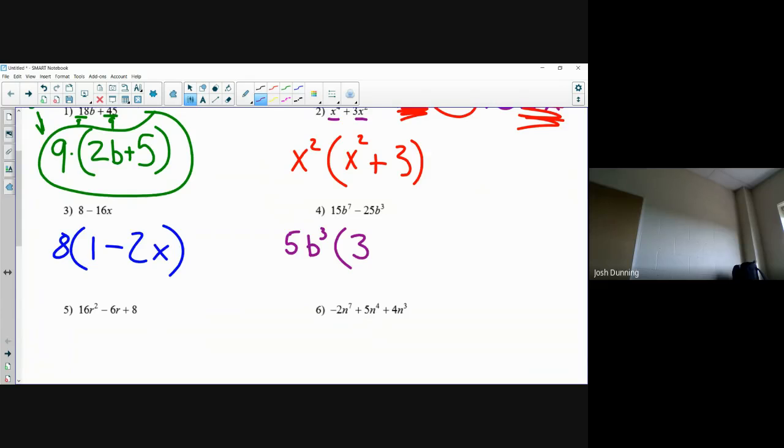3. I started out with 7 powers of b. I reached in and I took out 3. B to the 4th left. 5 times 5 is 25. I factored out b cubed. No more b's left. Done.